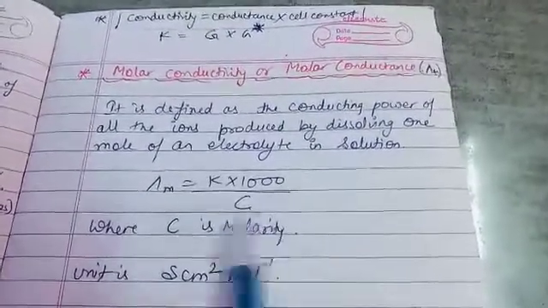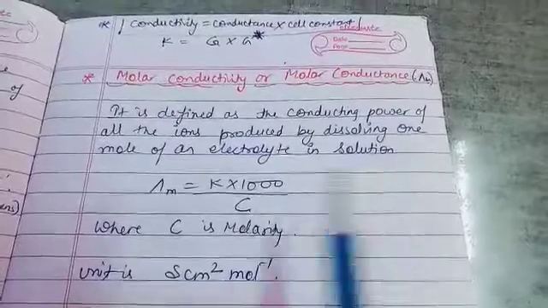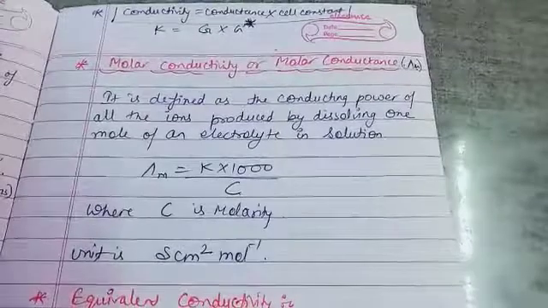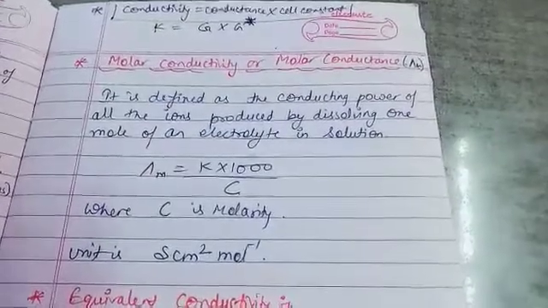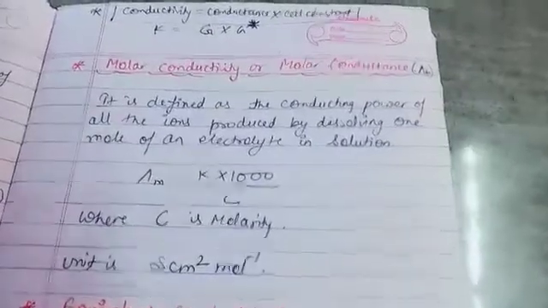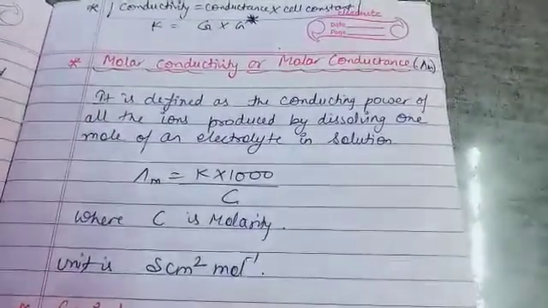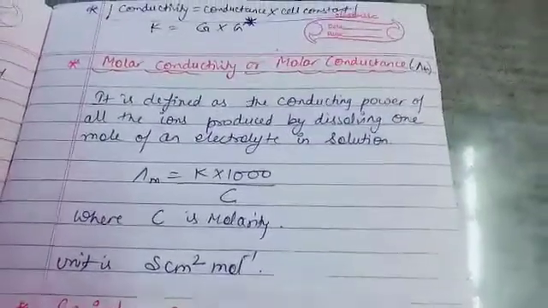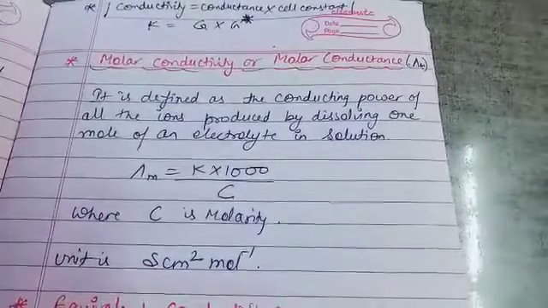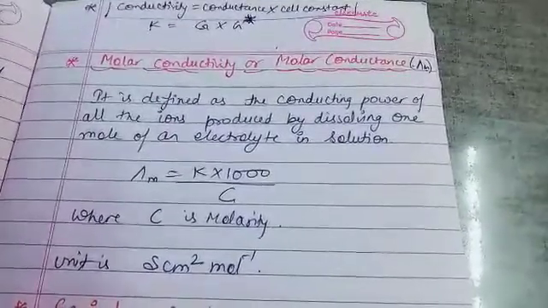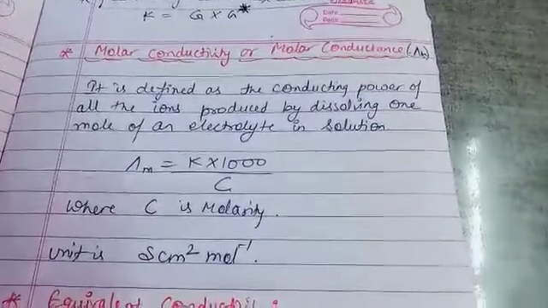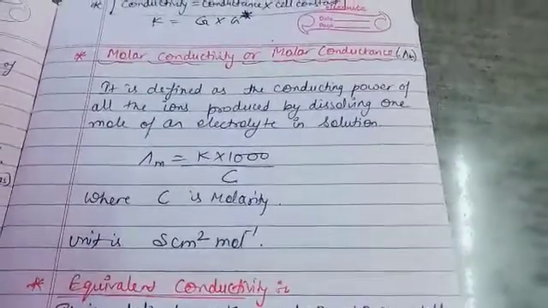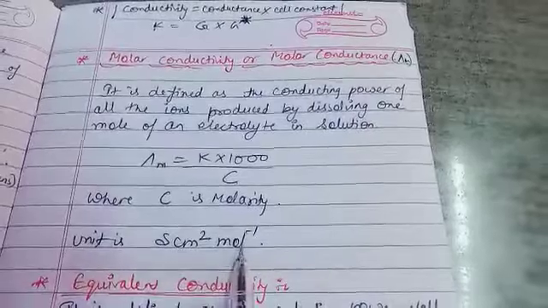So how to define it? It is defined as the conducting power of all the ions produced by dissolving 1 mole of an electrolyte in solution. That is known as molar conductivity. Whatever your electrolyte, strong or weak, when we dissolve it in water it dissociates into ions. Whatever their conducting power, how much they can conduct, of all the ions produced by dissolving 1 mole of an electrolyte in solution, that is known as molar conductivity. The unit is Siemens centimeter square mole inverse.